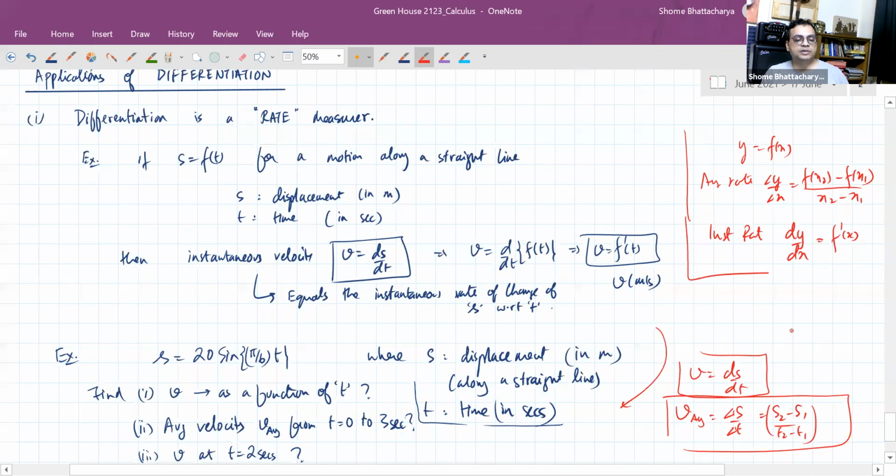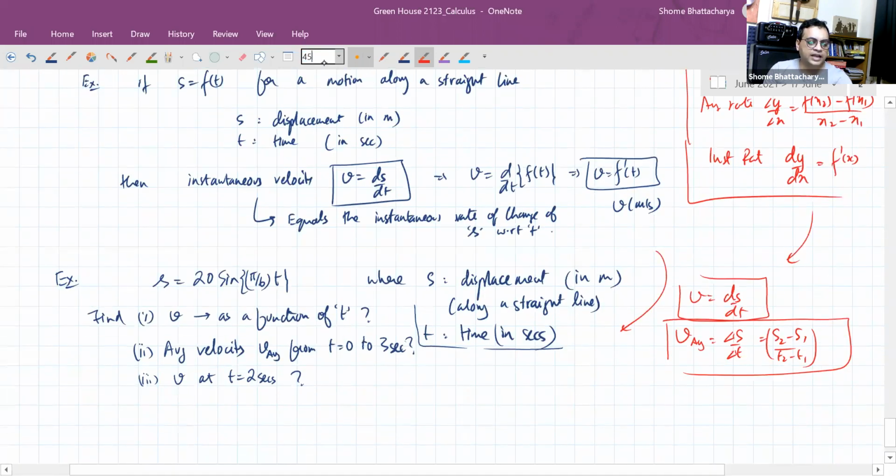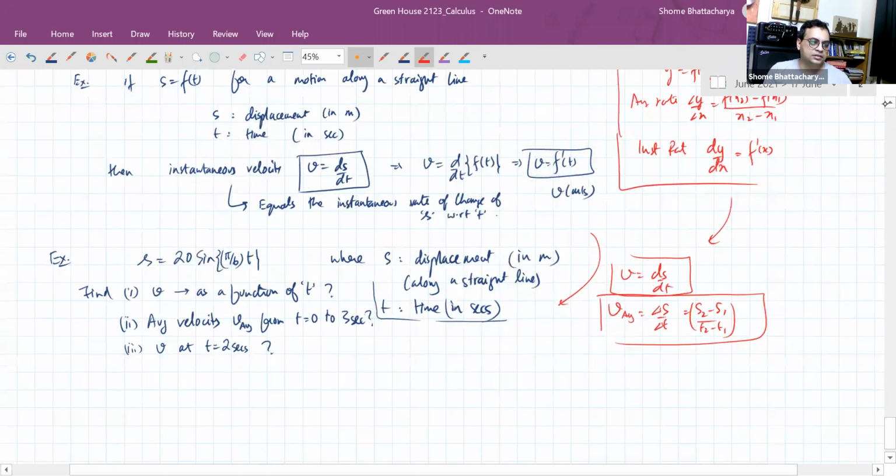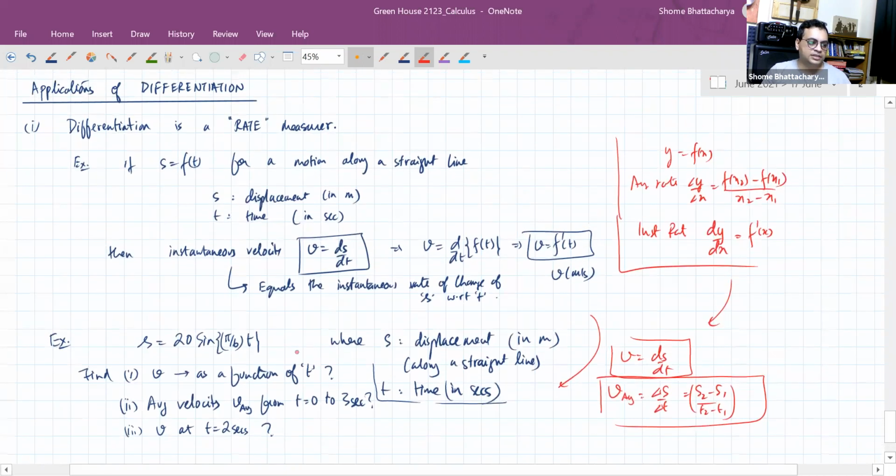So that concept we will now be applying, but instead of y and x, the variables we are using are s and t. Now t is the independent variable of time, and s is the dependent variable of displacement. That is, displacement is varying with time according to this. And obviously in this, 20 is a constant and this pi by 6 is a constant.